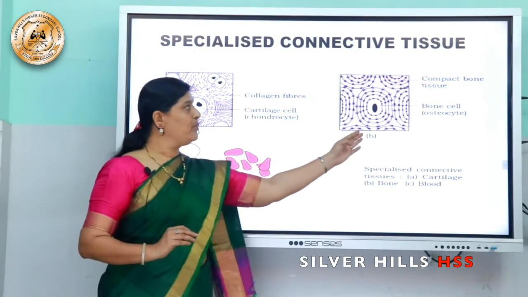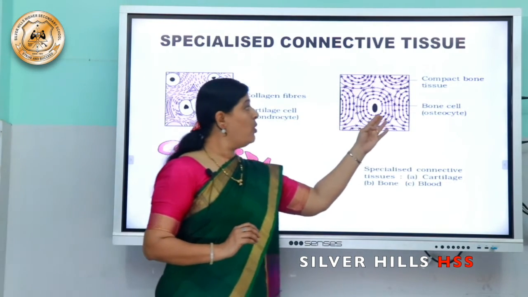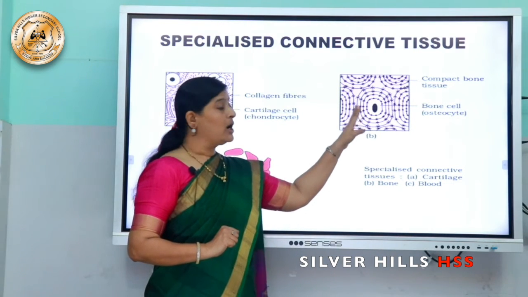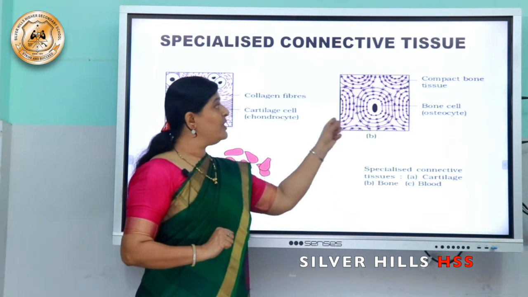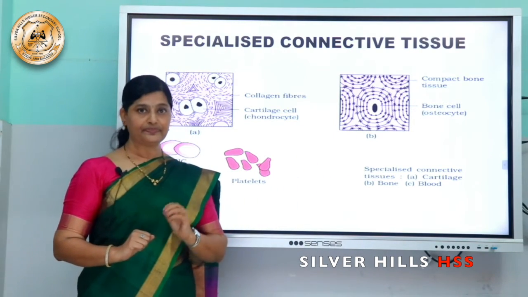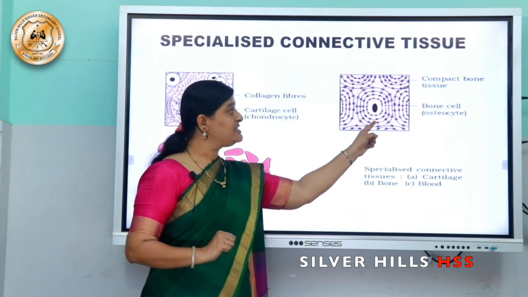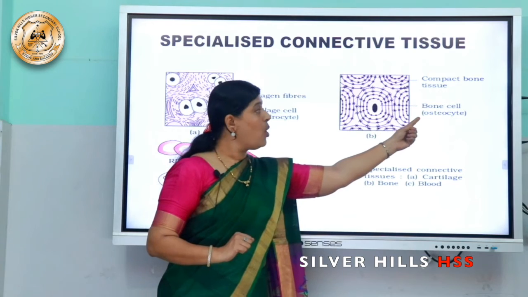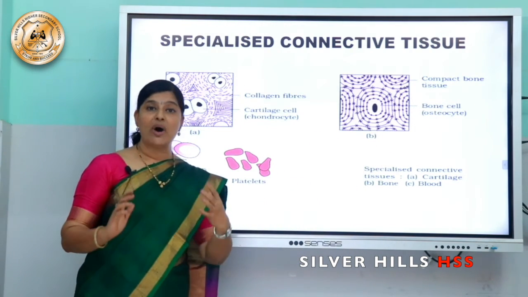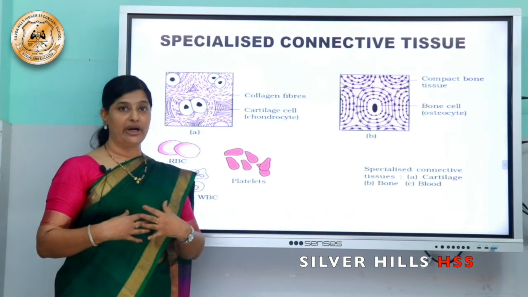The second type of specialized connective tissue is called bone. The bone's intercellular matrix is very solid, non-pliable and very hard because of the deposition of calcium salt. Bone cells are a special type of cells called osteocytes. And what is the function of bone? They provide the structural framework and support the body, giving shape to our body.